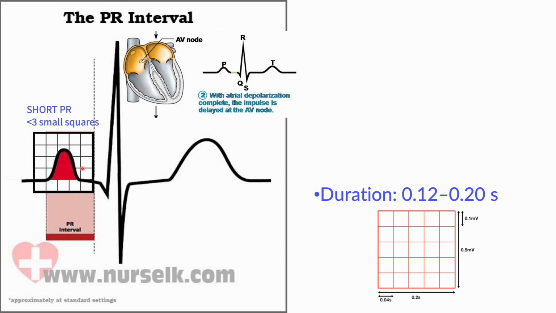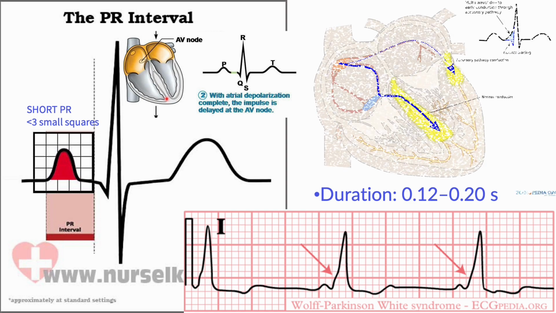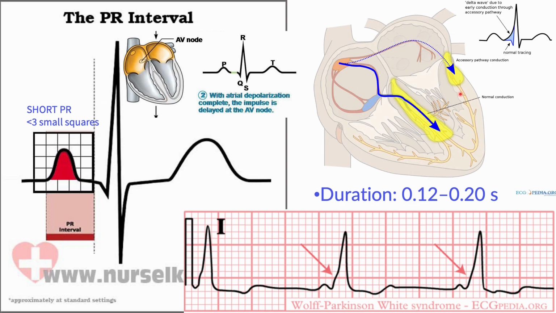The normal PR interval duration, guys, should be 0.12 to 0.2 seconds, meaning that it should be around 3 to 5 small squares. Now, a short PR is one that is less than 3 small squares, and that means there is an accessory pathway other than the AV node through which conduction is going faster than it would in the AV node, so there is no delay. And this happens, guys, in something called WPW, or Wolff-Parkinson-White.